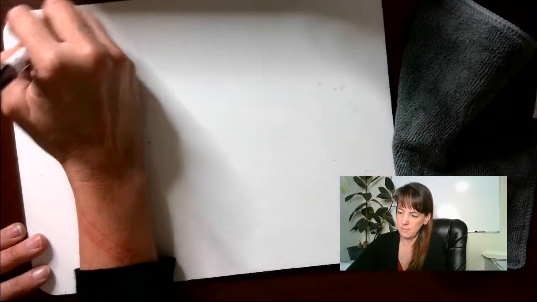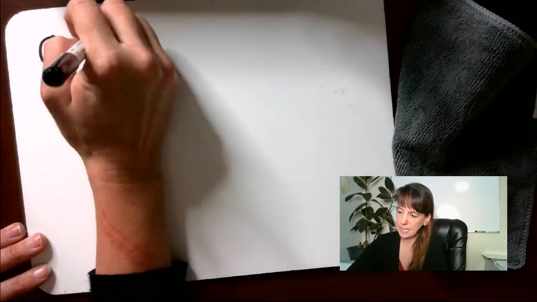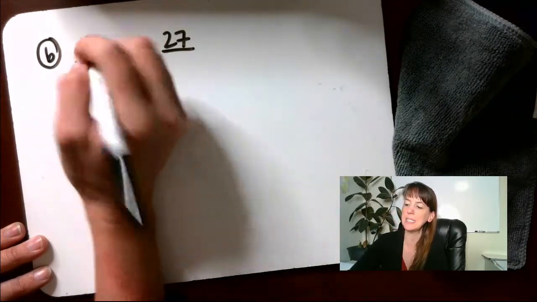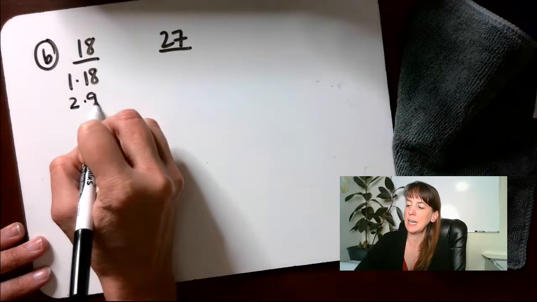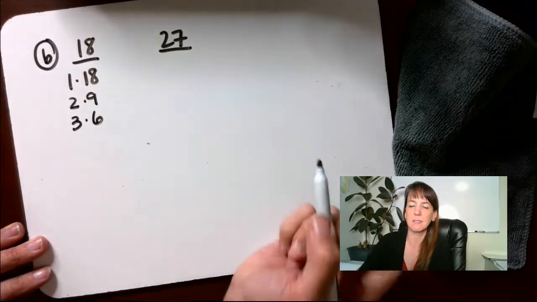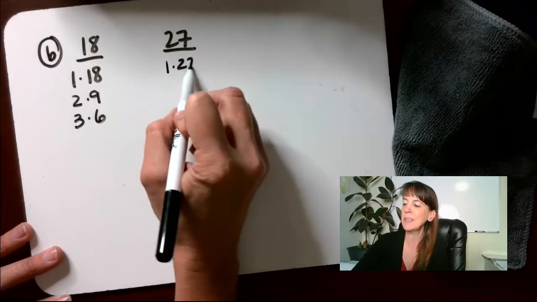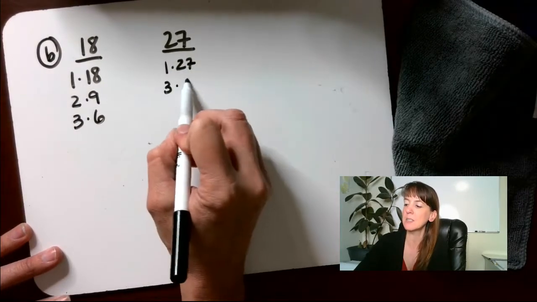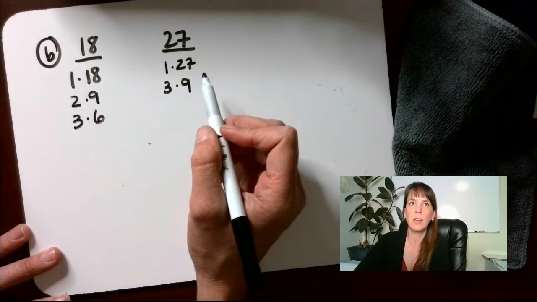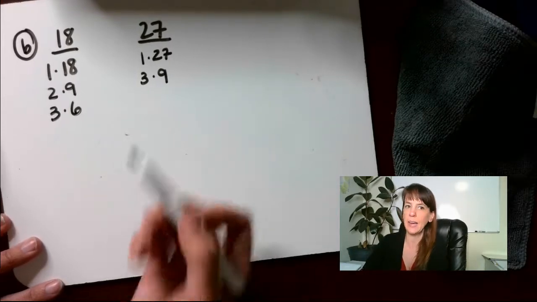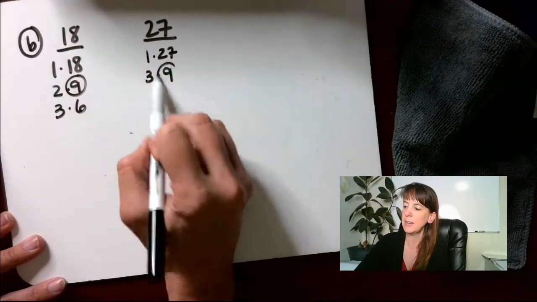Let's look at B. 18 and 27. So we'll start with 18. We've got 1 times 18. We have 2 times 9, 3 times 6. Not 4, not 5, and 6 is already on the board. 1 times 27, not 2, but 3 times 9. 4, 5, 6, 7, 8, 9, 9's already on the board, we're good. So the greatest common factor that they have is 9.